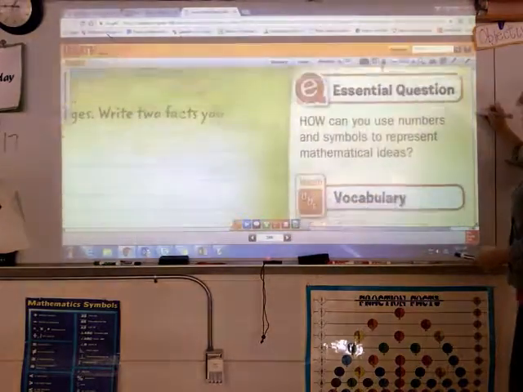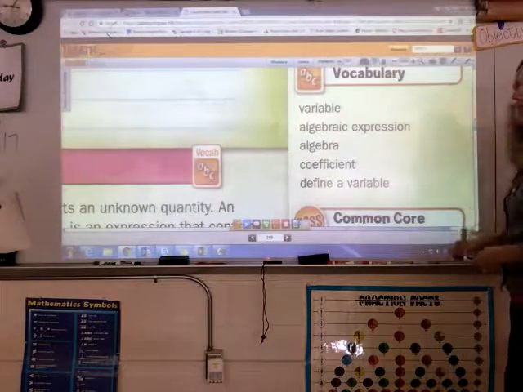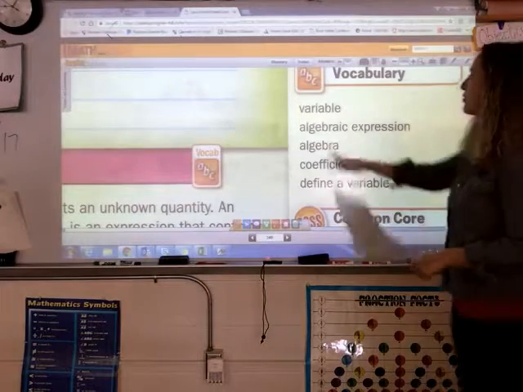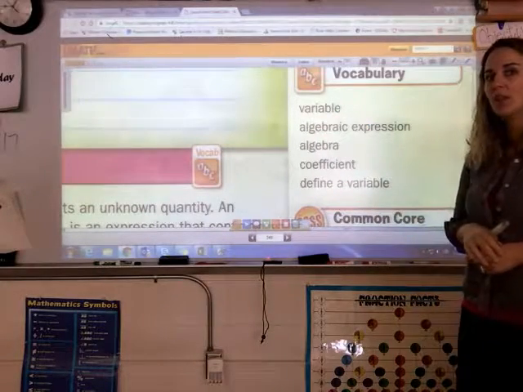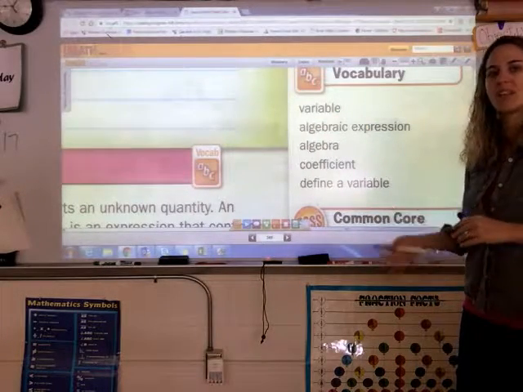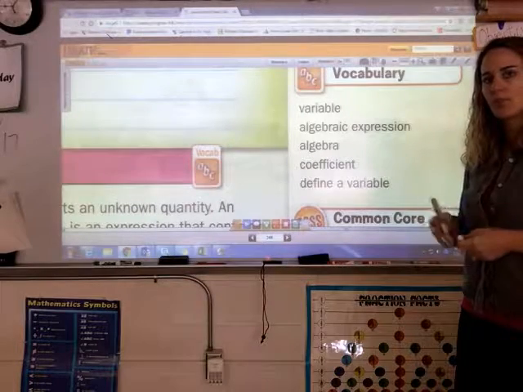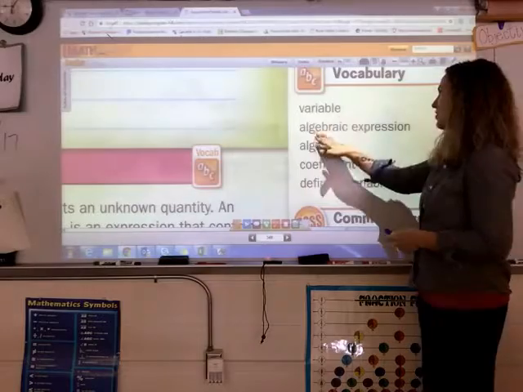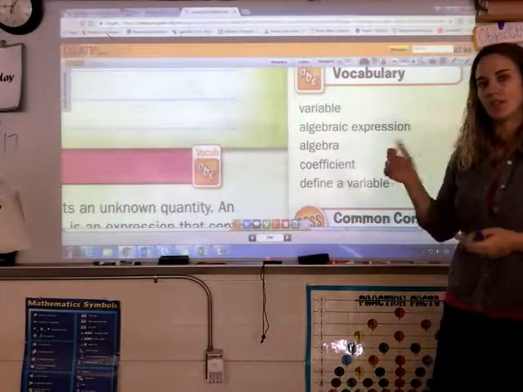First thing you're going to want to take a look at is your new vocabulary. You have 5 new words that are going to be in this lesson that we're going to be talking about as we go through. You've got the word variable. Remember, a variable is going to be a letter or a symbol. Most of the time you're going to be working with lowercase letters, and I'll talk a little bit more about those later. Algebraic expression I talked a little bit about before.